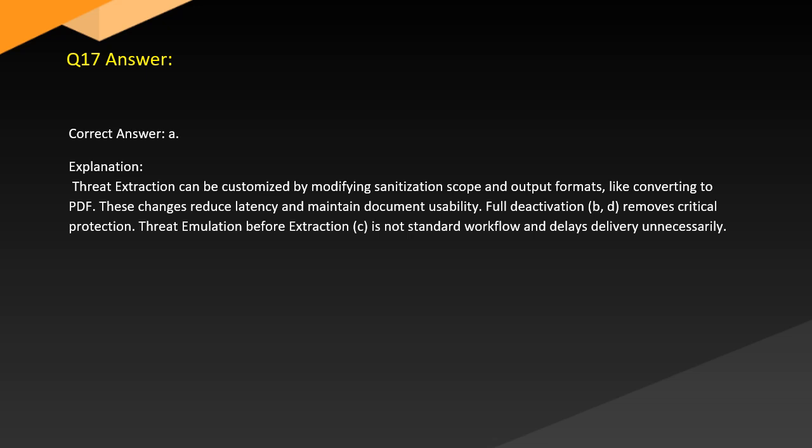Answer. Correct answer: A. Explanation. Threat extraction can be customized by modifying sanitization scope and output formats, like converting to PDF. These changes reduce latency and maintain document usability. Full deactivation (B, D) removes critical protection. Threat emulation before extraction (C) is not the standard workflow and delays delivery unnecessarily.